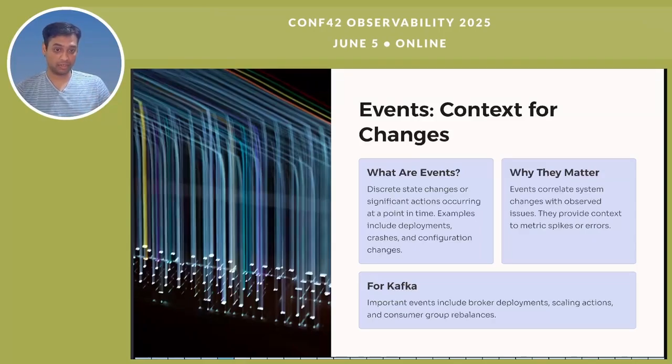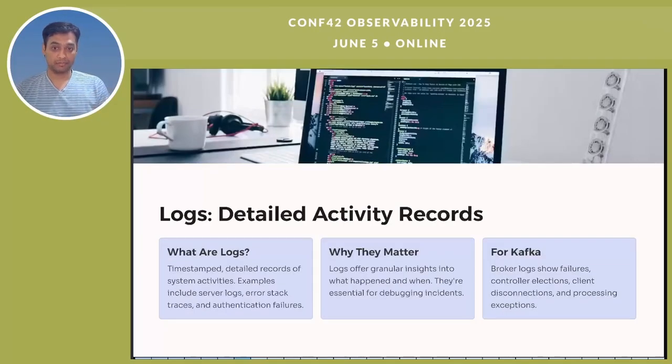That's important. Logs, like we talked, they're timestamped. They're detailed records of activities that the system was performing. So yeah, if there is any error, if there is a Java error stack, that all comes out through your server logs. Things like authentications, authorizations, whatever is happening within your system, those will be tracked through the logs. Depends on the verbosity of the logs that you choose.